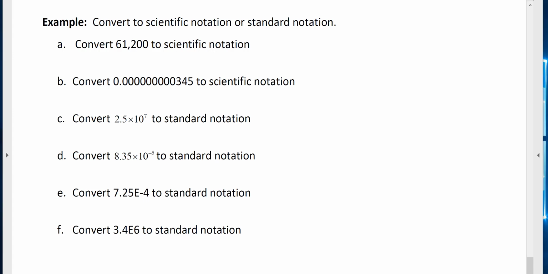In this video, we'll be looking at scientific notation, standard notation, and calculator notation. The first problem, we're going to convert 61,200 to scientific notation.